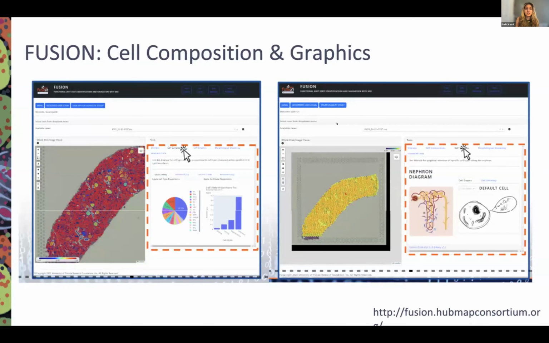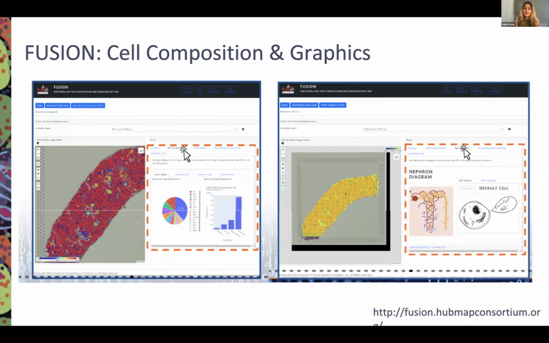The cell composition and graphics is another large part of the tool. So on the left-hand side, we can see that the fusion technology is able to segment the cell a little bit and be able to pick out the composition of the cell, like the pie chart here. It depicts the different components of the cell. It breaks it down. It can tell you how many tubules and arterioles and everything there are.